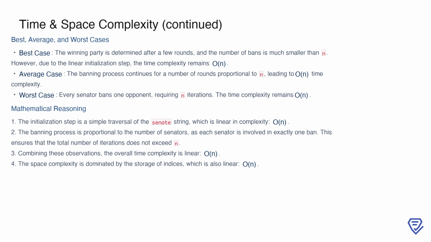To understand this mathematically, the initialization step involves a single traversal of the Senate string, making it linear. The banding process is also linear because each senator participates in exactly one band, ensuring the total number of iterations does not exceed n. Combining these factors, the overall time complexity is O(n). Similarly, the space complexity is determined by the storage of indices in the queues, which is also linear at O(n).